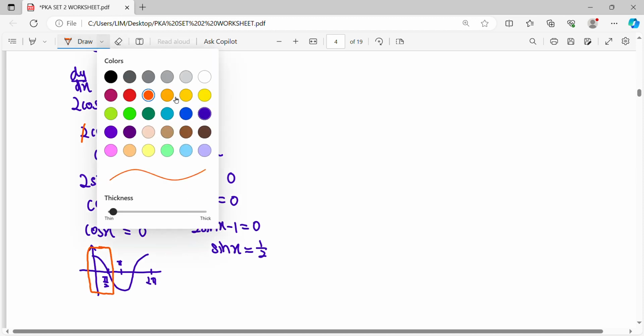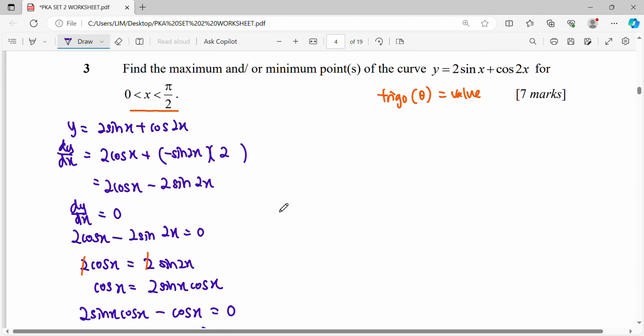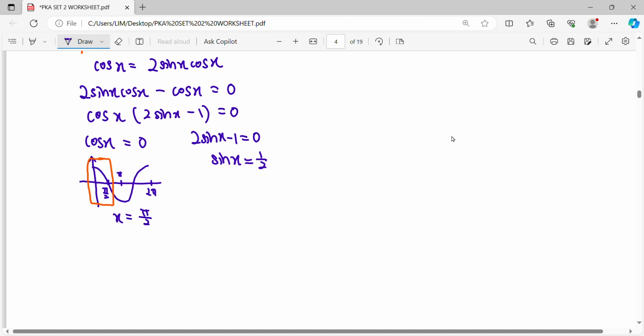Which angle can give you value of 0? Yes. So your x here is pi over 2. Included or not? Not. So yes, we can get an answer, but this is not in the range. Since the range is only between 0 and pi over 2, this x equals pi over 2 will be rejected. Only then can we find the first critical.